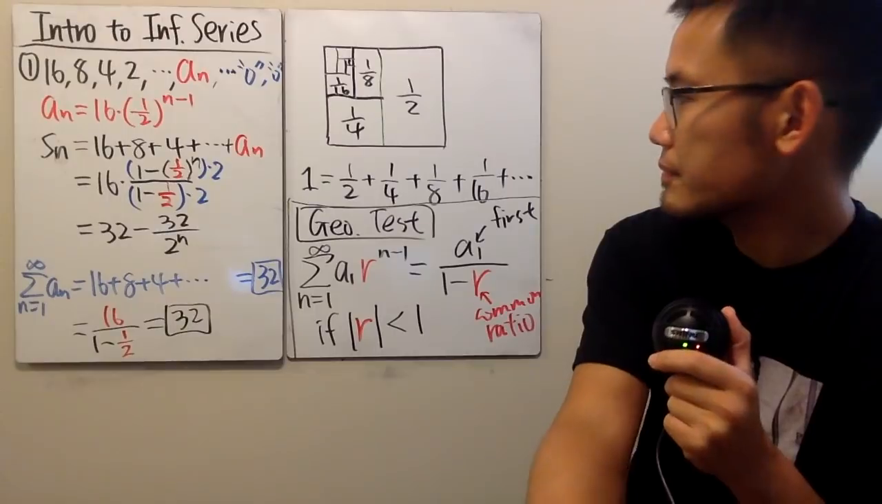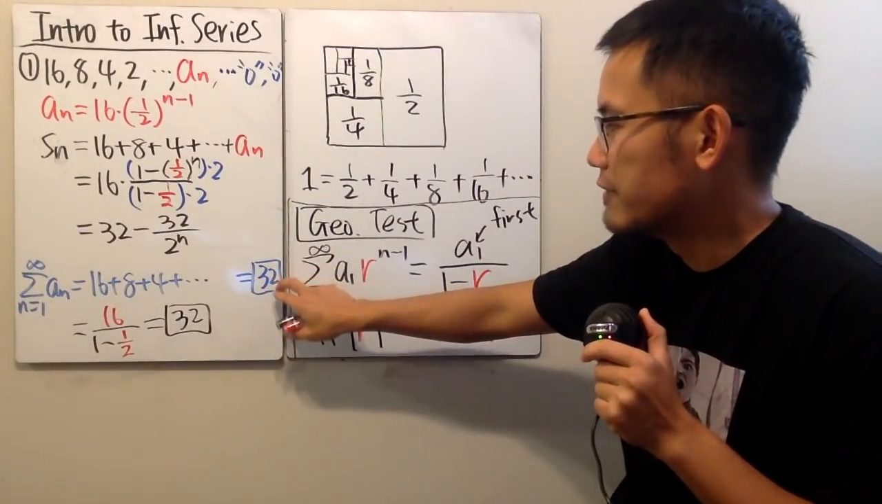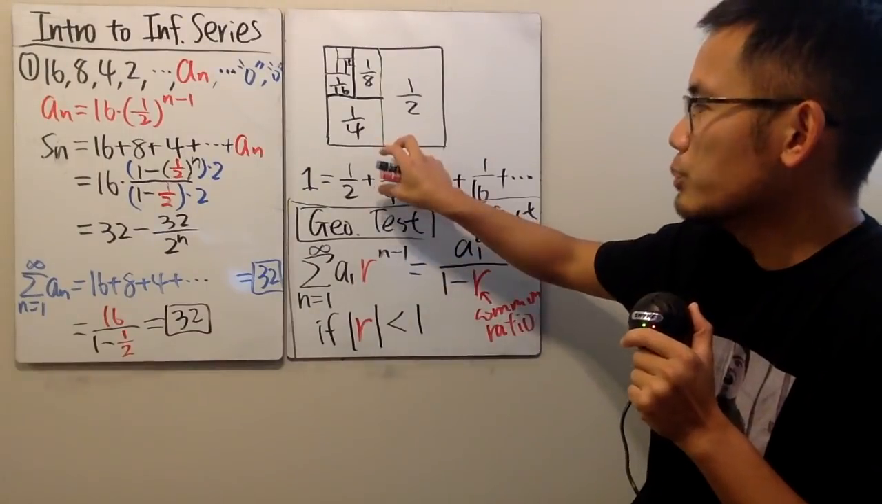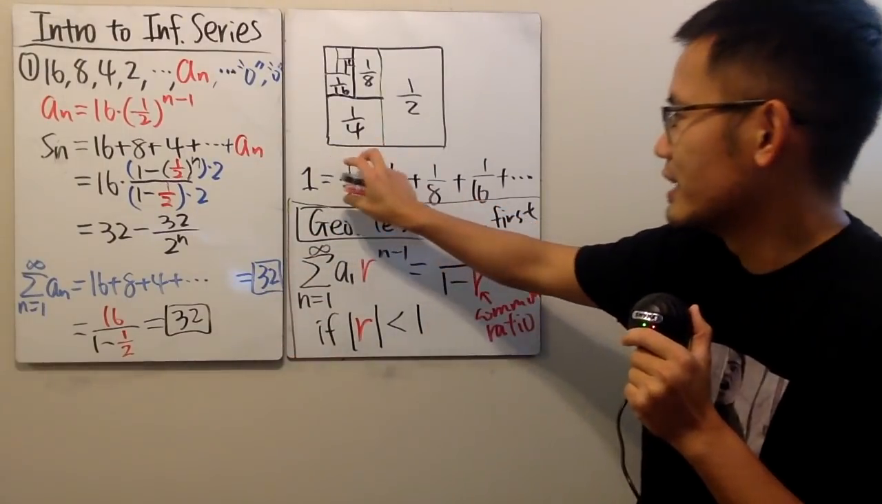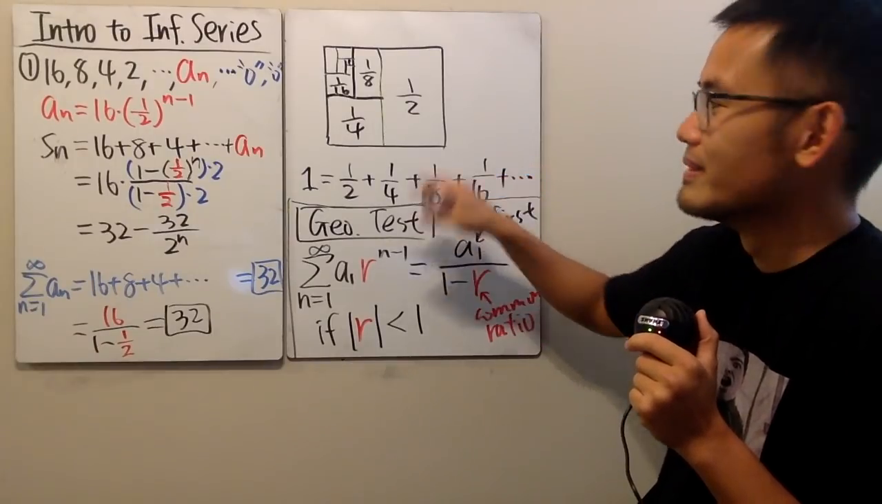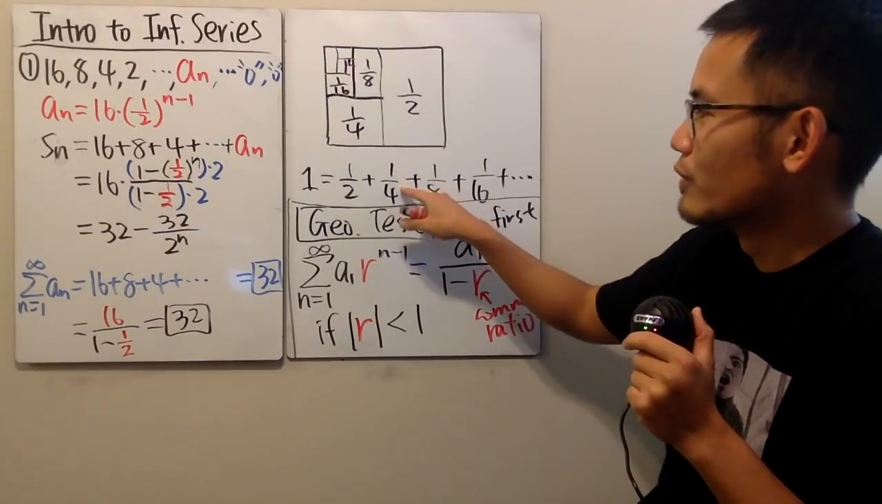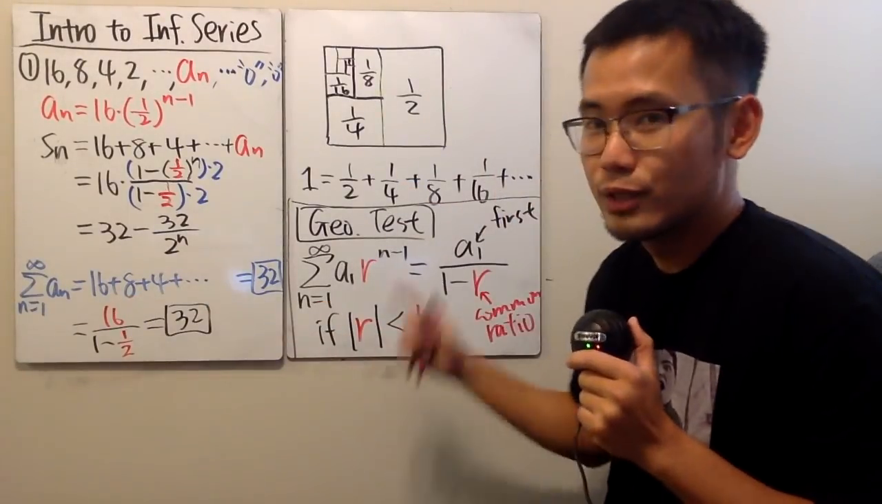I would also like to say, you see that right here, this turns out to be a finite value 32. The connection between this and that is you can just take this and multiply by 32. 32 times 1/2 is 16. 32 times 1 over 4 is 8, and so on.